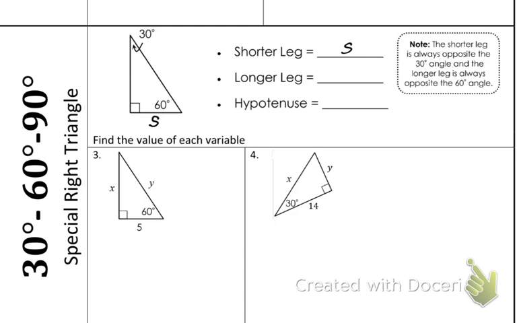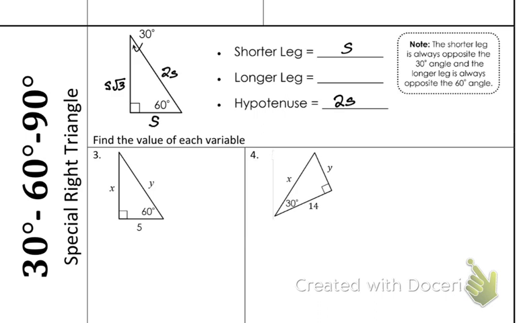The next easy one is our hypotenuse. Our hypotenuse is going to be 2S. So that seems pretty easy. The one across from our 60 is the hardest one to get, and that's going to be S square root of 3.